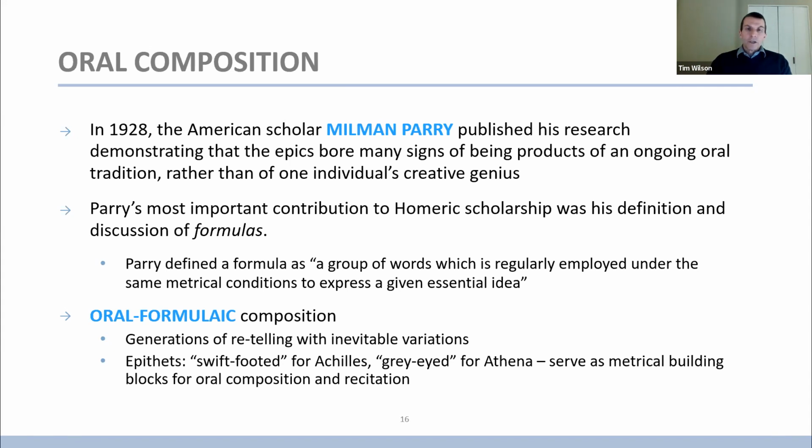How is that happening? So Milman Parry's kind of breakthrough was to show the techniques of oral poetry. It's not about, let's say, memorizing every line. It was about obviously having a shape of a story, but reshaping the story for different settings and using familiar formulas and epithets. So a formula for Parry was a group of words which are regularly employed under the same metrical conditions to express a certain idea.